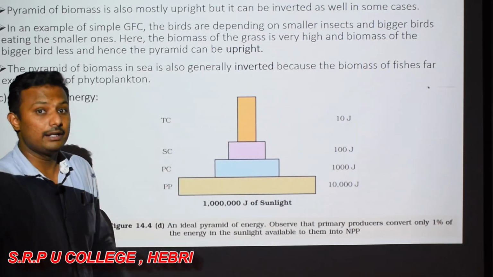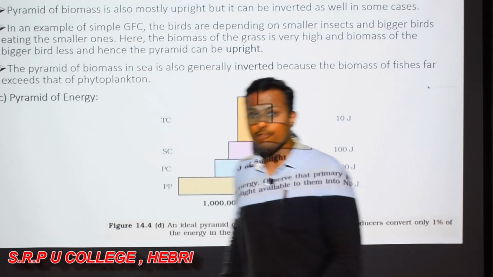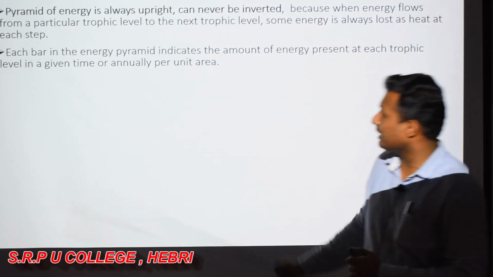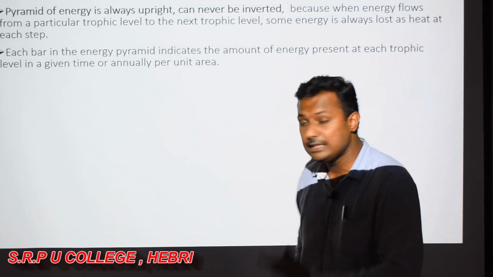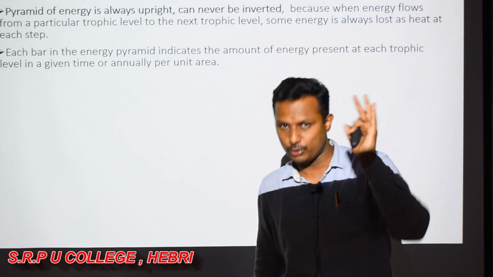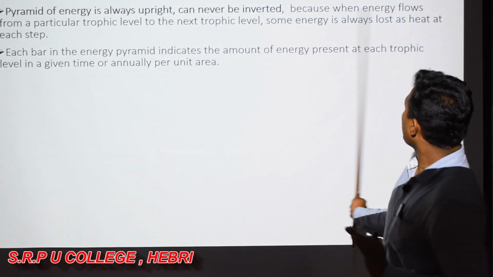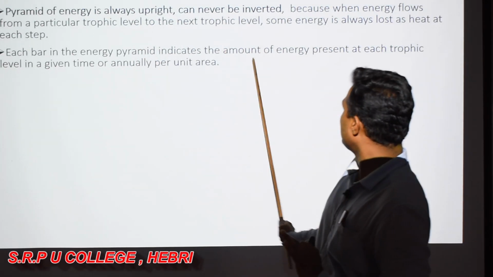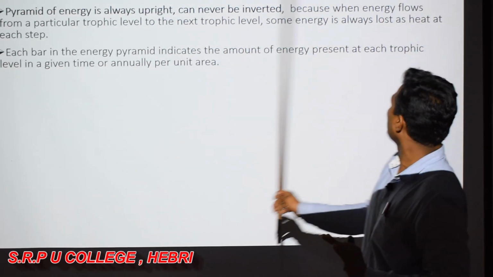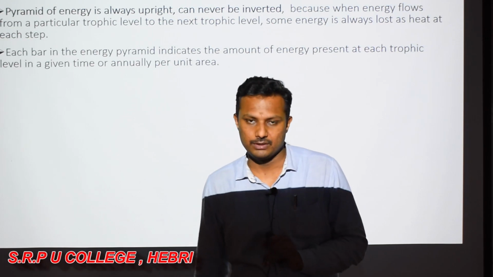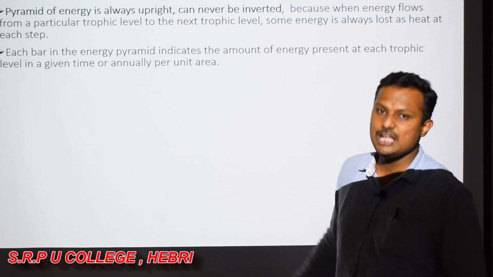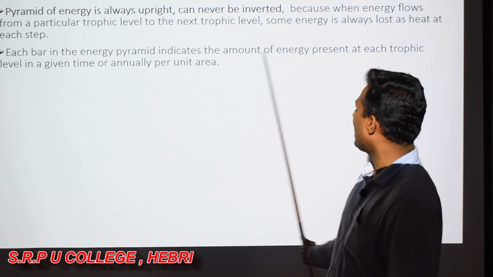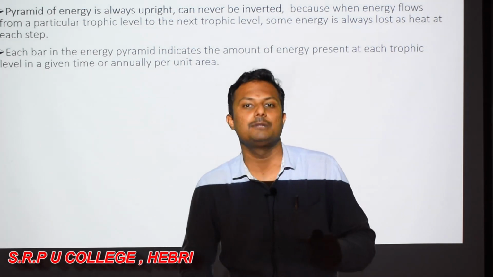And one more thing to be noted here, the pyramid of energy is always upright, it can never be inverted. Okay, because when energy flows from a particular trophic level to the next trophic level, some energy is always lost in the form of heat, right? So each bar in the energy pyramid indicates the amount of energy that is present at that particular level.